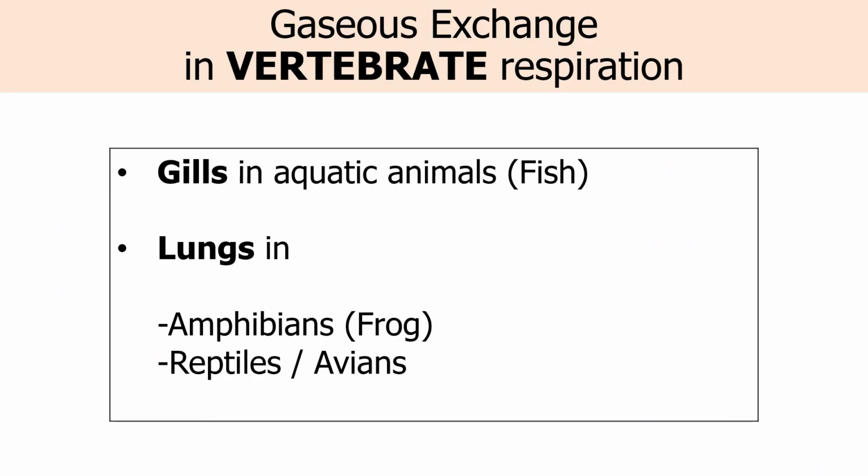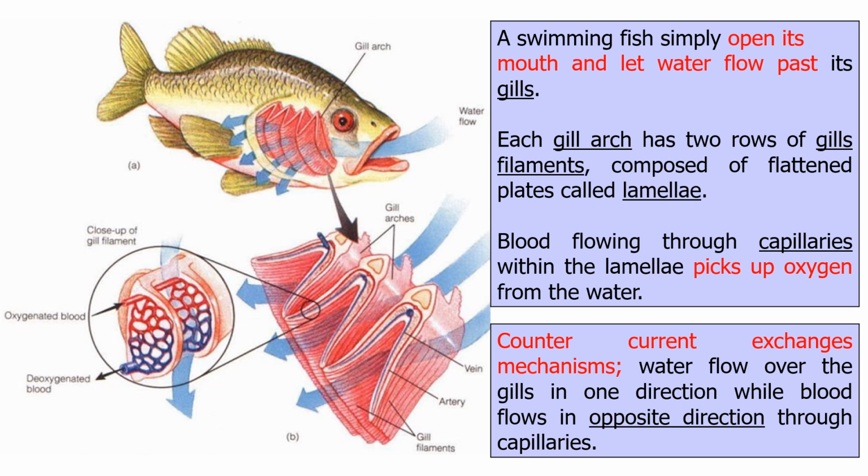Next, vertebrate respiration comes with different gases exchange structures, like fish via its gills, while amphibians, reptiles or avians through their lungs. Let's take a look one by one. A swimming fish simply opens its mouth and lets water flow past its gills. This is the action that is continuously done by the fish using coordinated movement of its jaws and also its operculum, penutup insang.